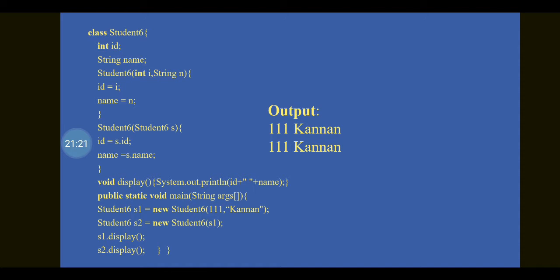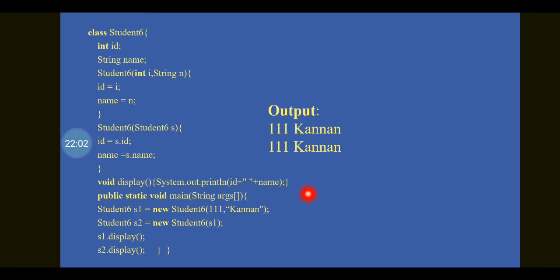So let us have an example. Class Student6, and int id and String name are the members of the class, and Student6(int i, String n) is a parameterized constructor. In this, the i and n values will be copied. And one more constructor, that is Student6(Student6 s). This is to simulate the concept of a copy constructor. Here id = s.id, that is, the id of the object s will be copied to the object which calls the particular constructor, and then name = s.name.